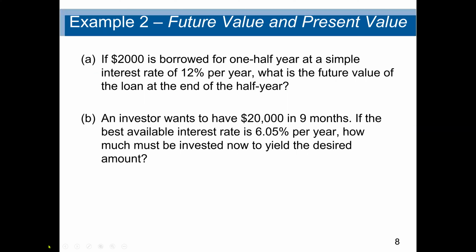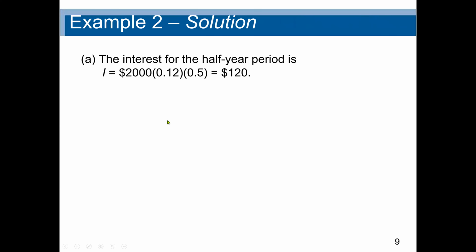So we have an example here. If 2,000 is borrowed for 1.5 years at a simple interest rate of 12% per year, what is the future value of the loan at the end of the half year? First we need to find the interest. When we get the value of the interest, we add it to the principal and that will give us our future value. So let's see the calculation.